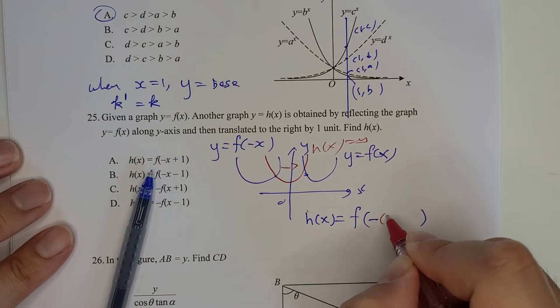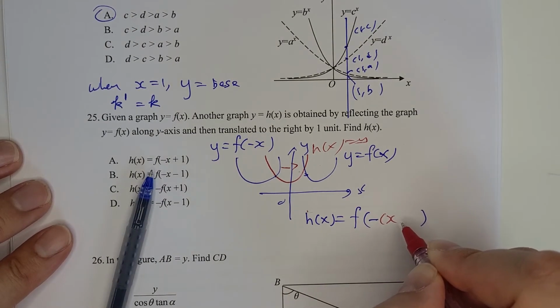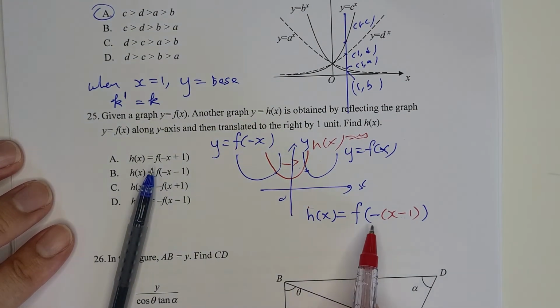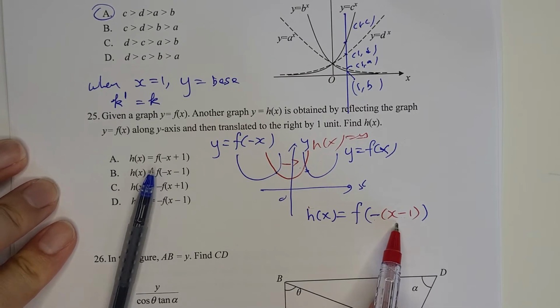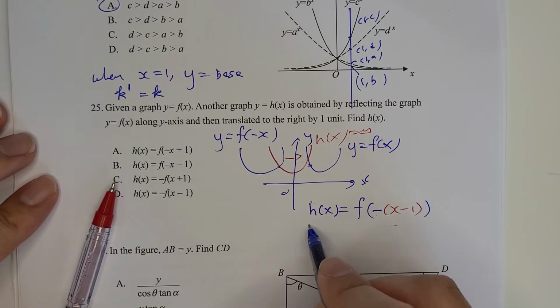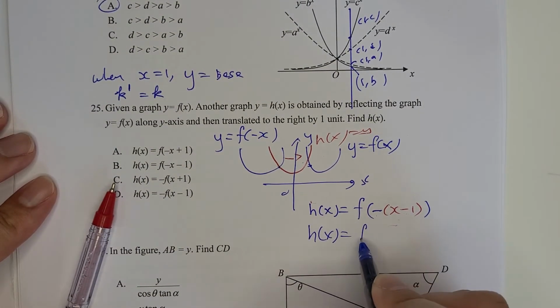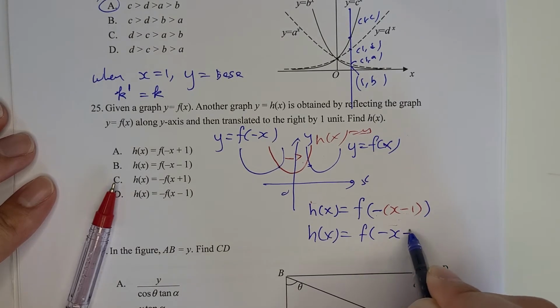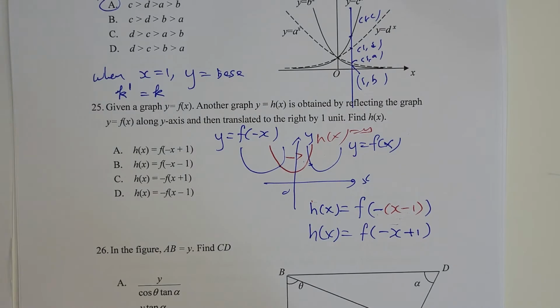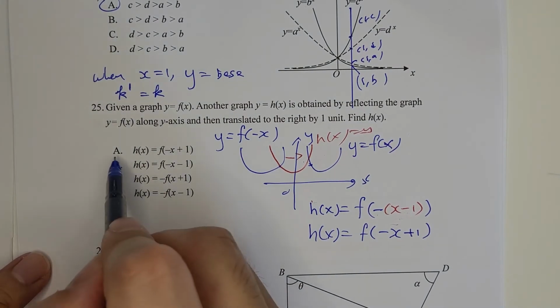That means all x coordinate would be -1, but there's a negative sign affecting such thing, so you need to add the bracket to it. So the final answer will be hx will equal to f bracket negative x plus 1. Okay, and finally the answer will be A.